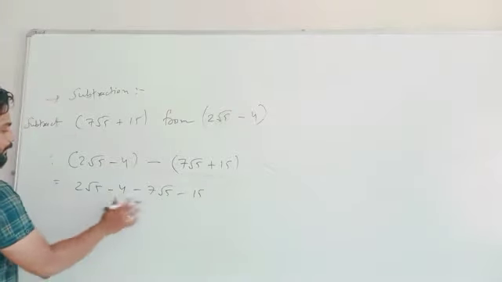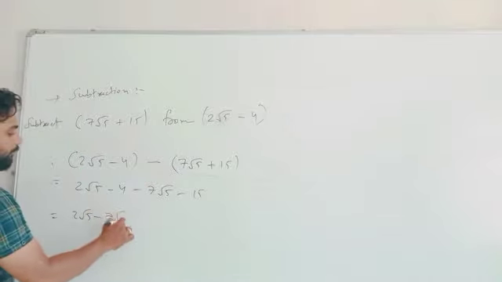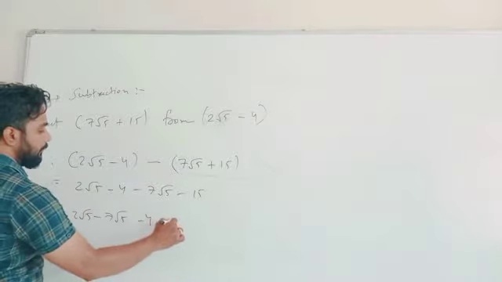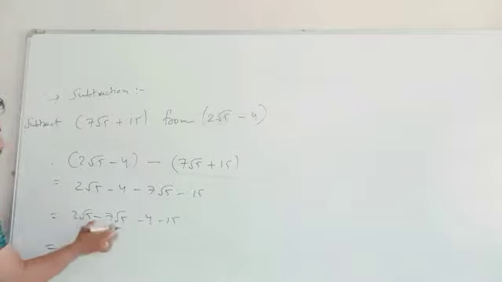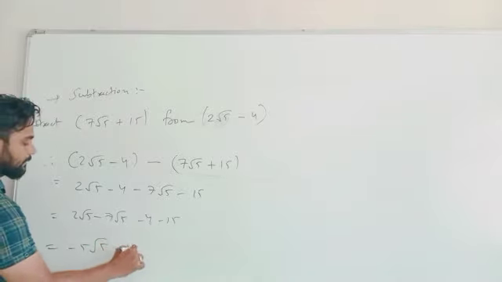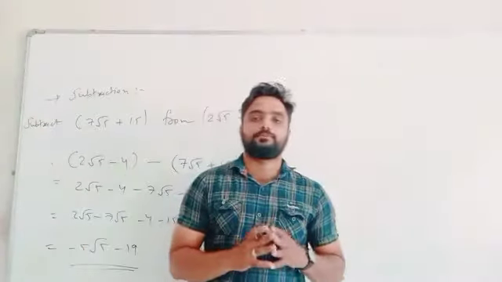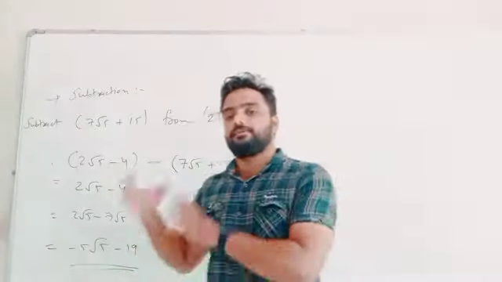Okay. Now take these two values together, that is 2 root 5 minus 7 root 5, and minus 4 and minus 15. So that will give you 2 minus 7, that is minus 5 root 5, and here it is minus 19. So in this way you have to do the subtraction. Isn't it very important while doing the subtraction of this type of values?